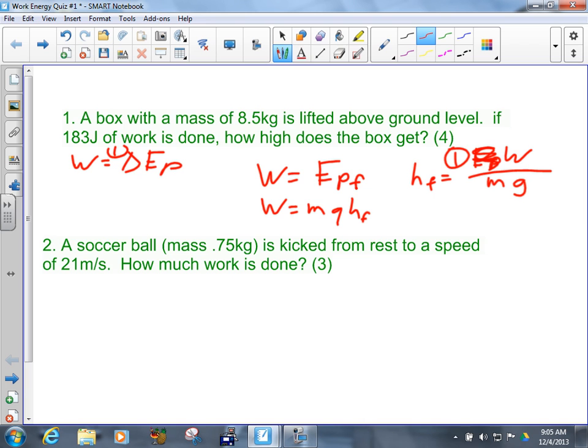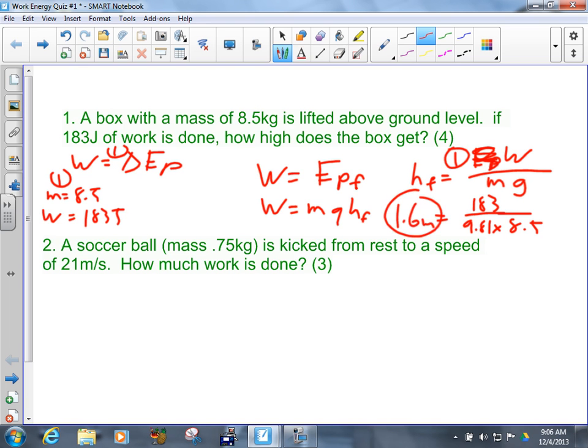Oh, I forgot to give you marks for givens. Sorry, marks for givens. Mass 8.5, and work 183 joules. Sorry, 1 mark for givens. Now, if they showed this or they showed their numbers plugged in, whichever, is that mark there? So 9.81 times 8.5, and that should still give us 1.6 meters, right? Yeah. All right. No, is it?